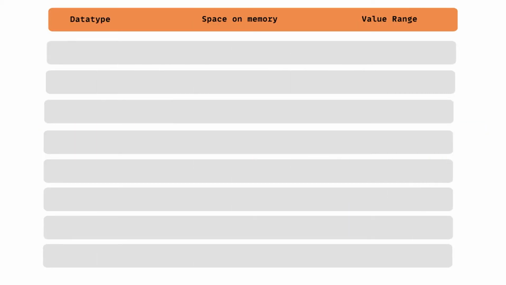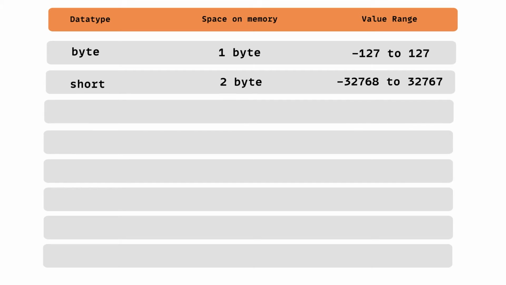In our data type table, the first data type that we have is byte. Byte takes 1 byte of space in the memory, and in that 1 byte it can store from -127 to +127. Larger the amount of bytes, larger value it can store. Next we have short. It takes 2 bytes of memory and can store up to 32,000. Then we have int, which takes 4 bytes of memory. It can store data up to 2 billion.